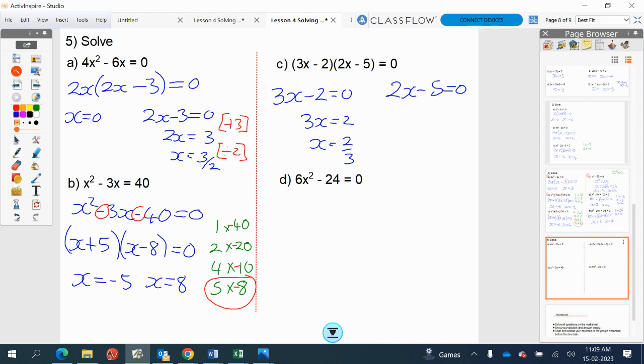If I add 5 to both sides of this one, I get 2x is equal to 5. If I divide by 2 on this one, I get x is equal to 5 over 2.